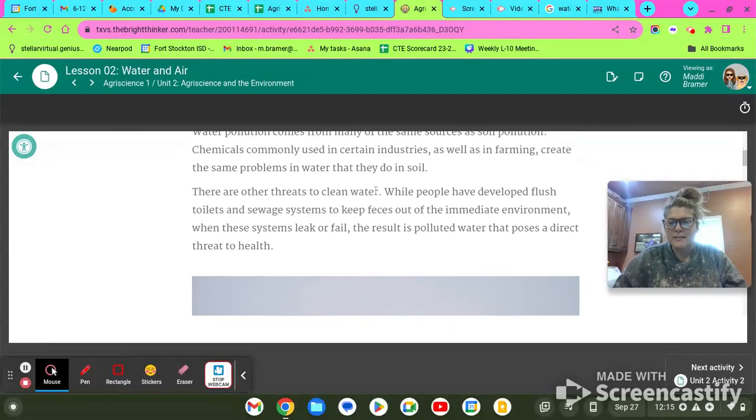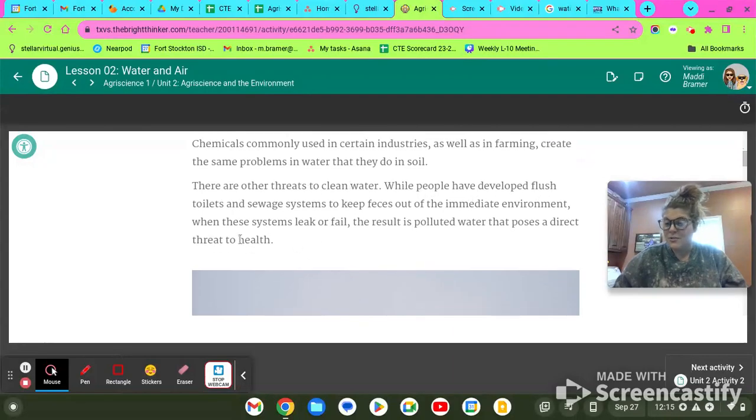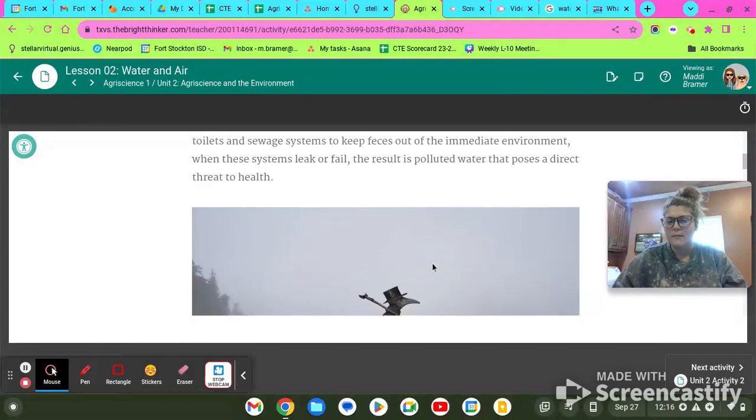There are other threats to clean water. It says our sewage systems are way, way better than they used to be. Back in medieval times, they would just throw it out the window of their apartments and it would be down in the streets. However, those systems still leak or fail, and that waste, those chemicals have to go somewhere, and they're going to seep and find other water.